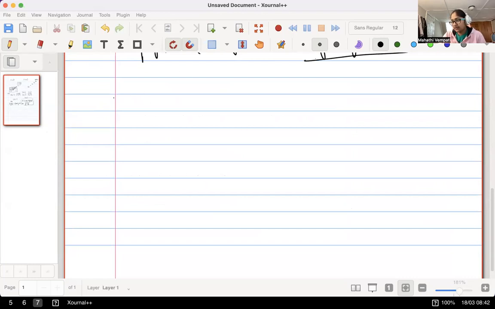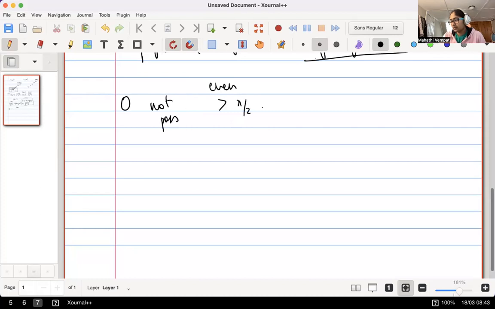So our best case scenario is we want 0. And I feel for even if there are less than n by 2, so the case where this is not possible is for even if there are greater than n by 2 zeros, and for odd if there are greater than n plus 1 by 2 zeros. Right. Otherwise, it's possible.